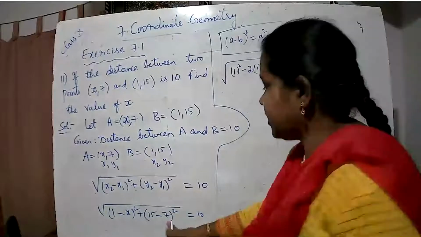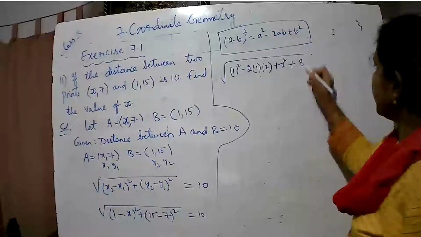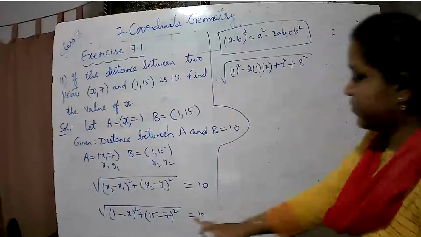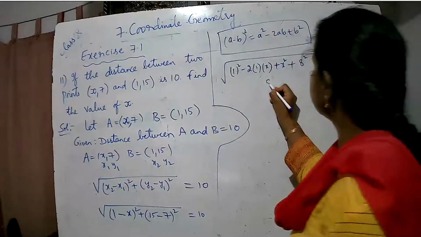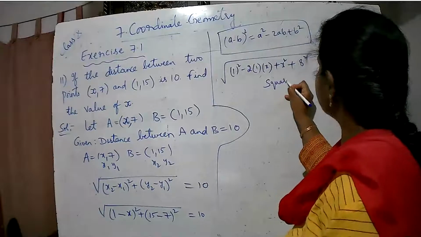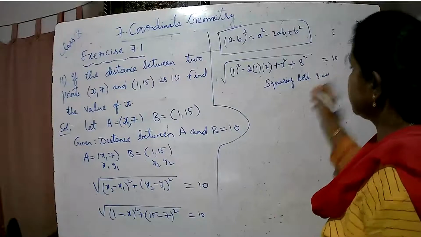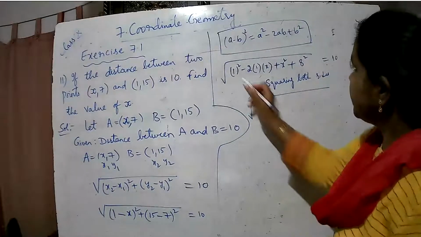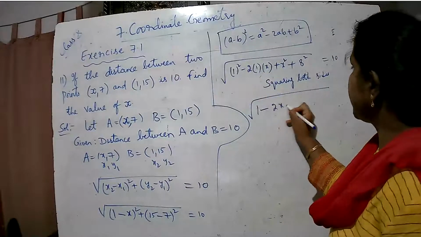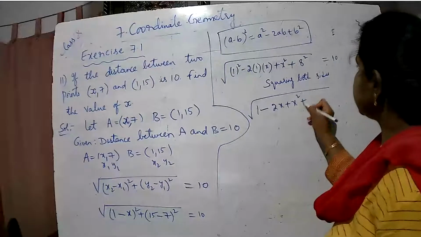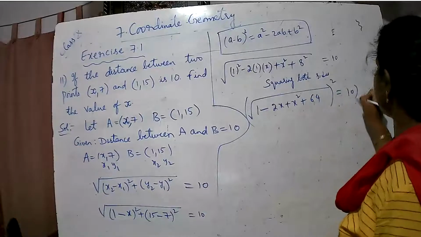Next, 15 minus 7. How much is 15 minus 7? 15 minus 7 is 8. So 8 square. I am applying square to 8. 8 square is equal to 10. Now squaring both sides of the equation. So what will you get? Square root of 1 square is 1, minus 2 into 1 is 2, 2 into x is 2x, plus x square, plus 8 square is 64. I am squaring here, is equal to 10 square.